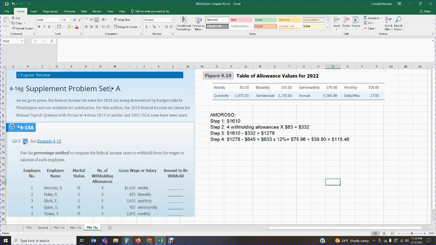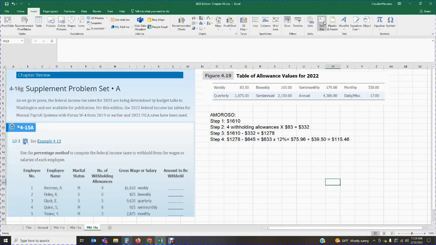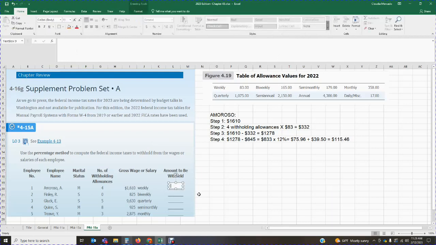Let me insert a text box over here. The amount of my withholding will be $115.46 for Amoroso. I'm going to do two more examples so that you can get a better understanding of the process and see how it works. And then it's basically just repeat.